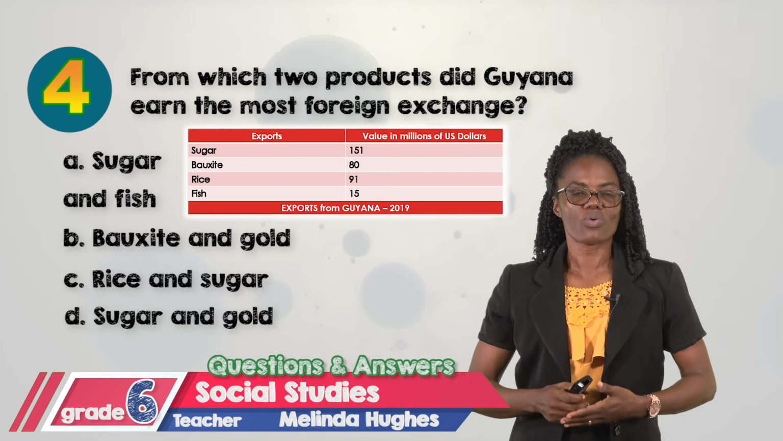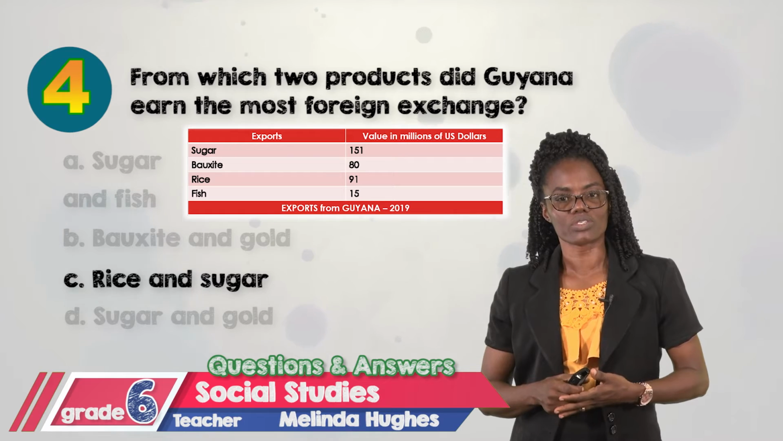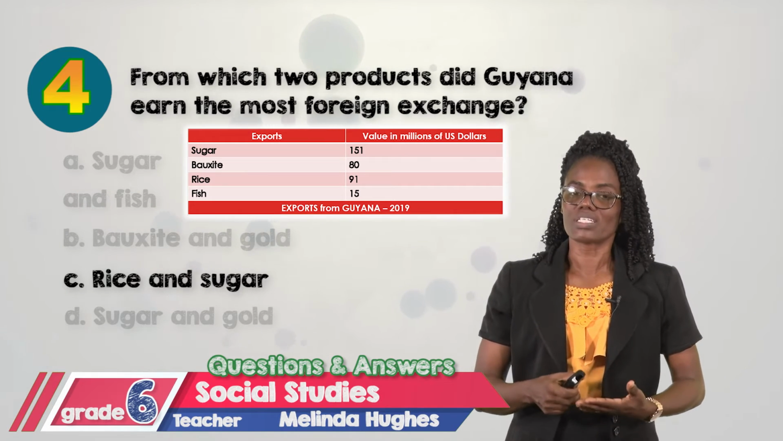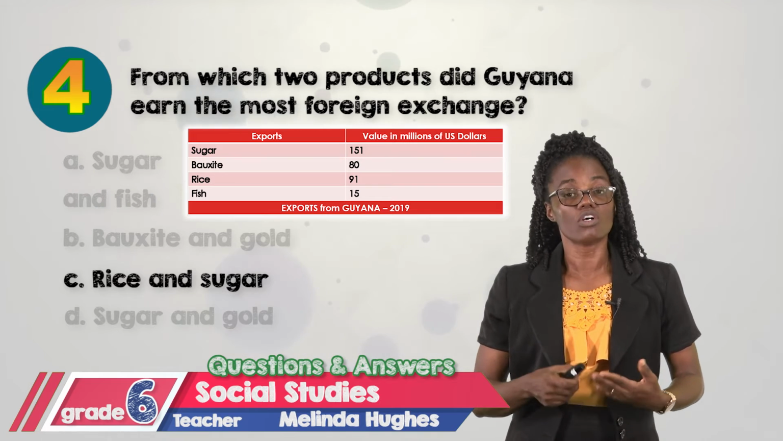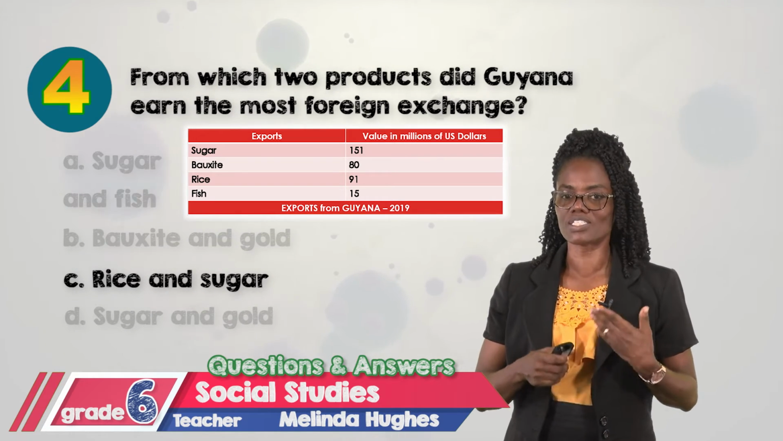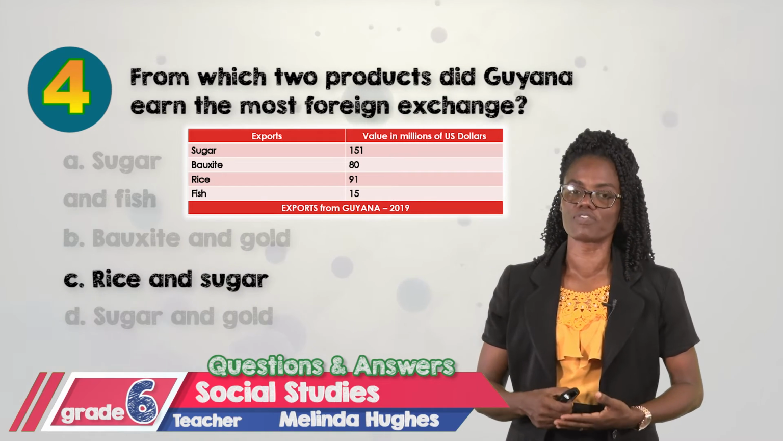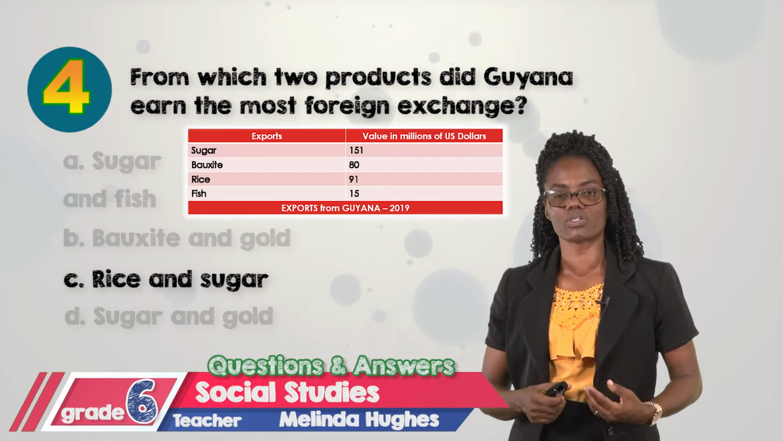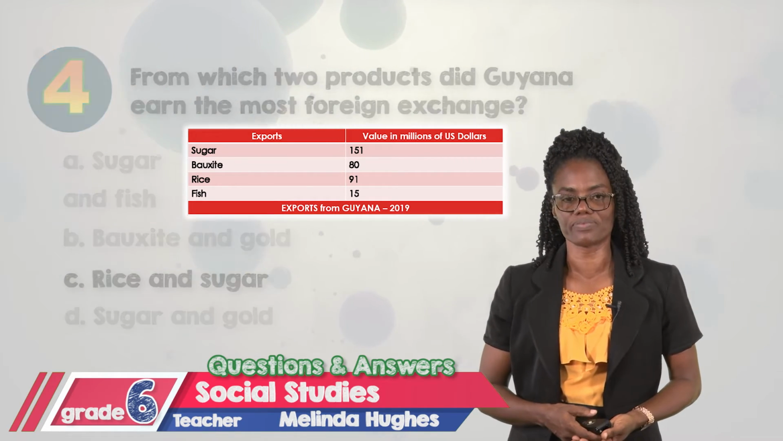The answer for question 4 is C, rice and sugar. Rice and sugar, if we look at the table, will show us that those two products earned rice, 91 million, and sugar, 151 million. So those are the two products that earned the most foreign exchange for Guyana.